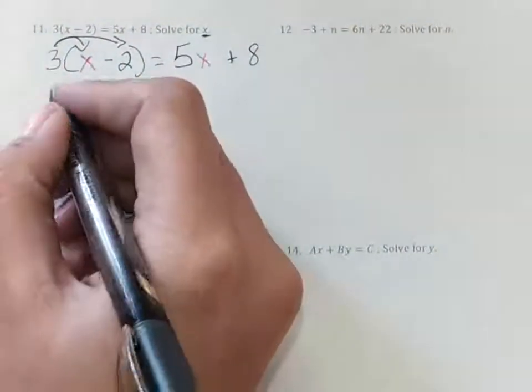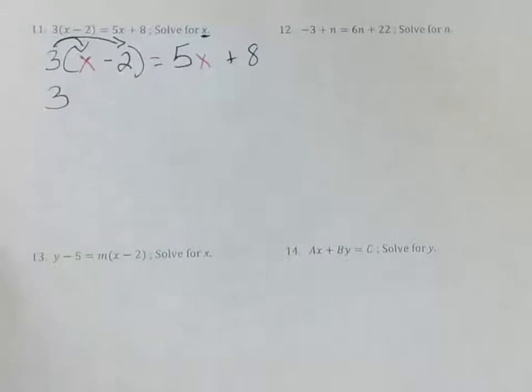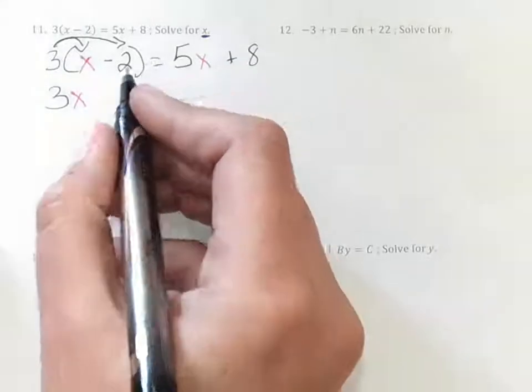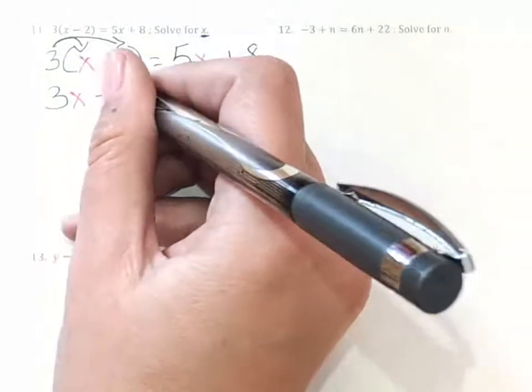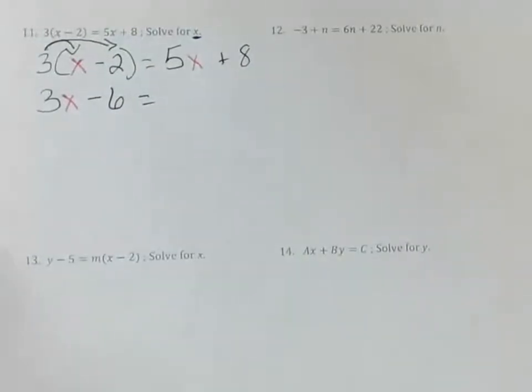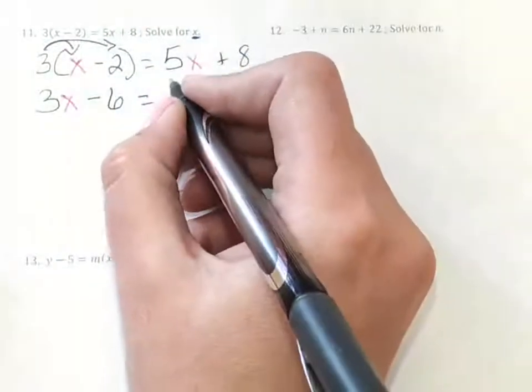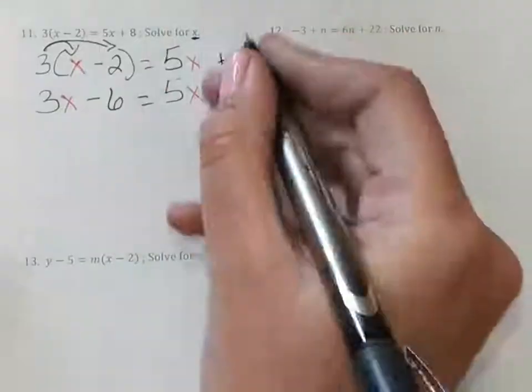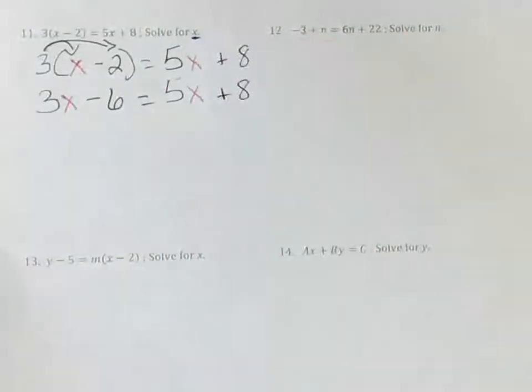So 3 times x, 3x, and then 3 times negative 2, be careful, negative 2 is negative 6. All right, there. I got rid of my parentheses. I'm just going to rewrite what's on the other side. So 5x plus 8.